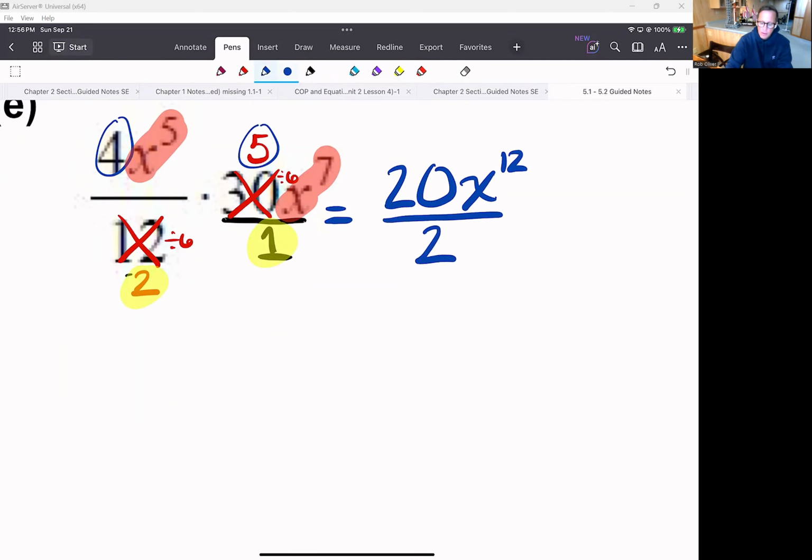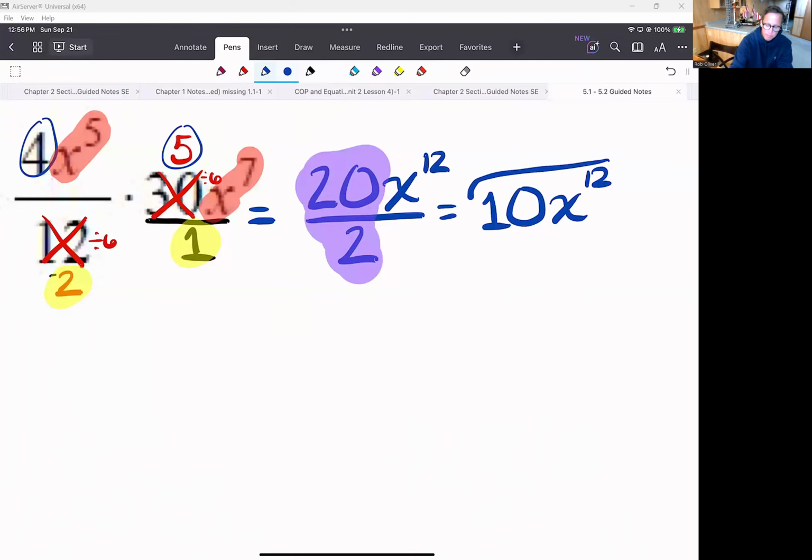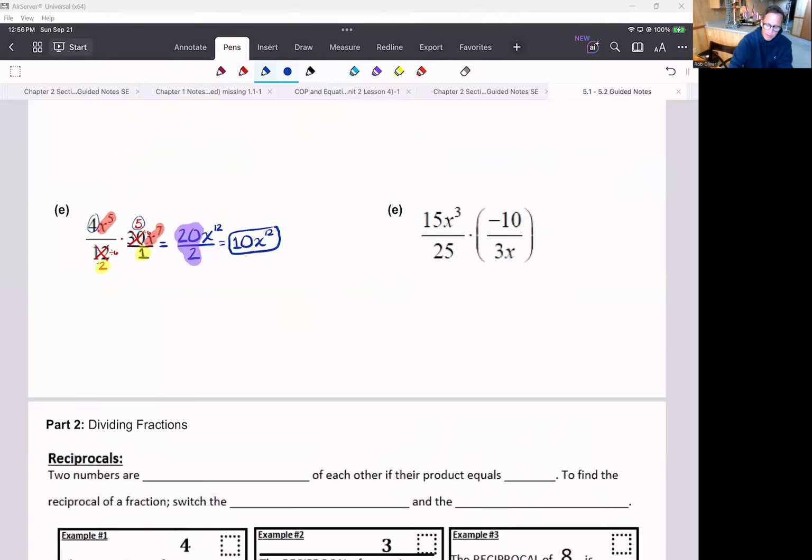And sometimes we get something, but we can do a little bit more to it. Right here, the 20 and the 2 can both be simplified. That's basically 20 divided by 2. 20 divided by 2 is 10. So you end up with 10x to the 12th. And we're finished with that one.